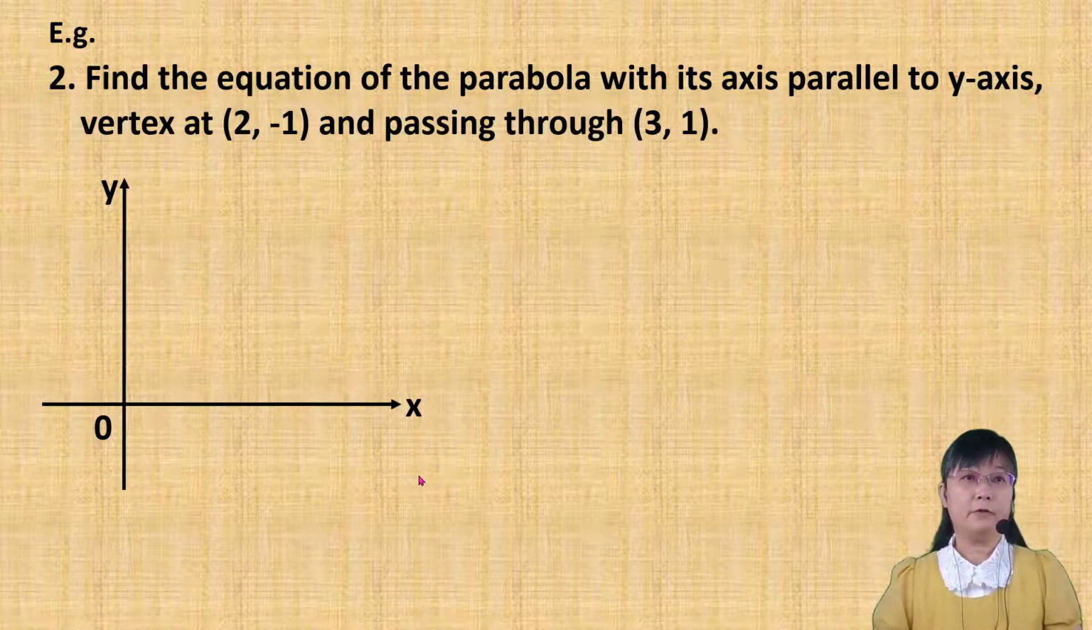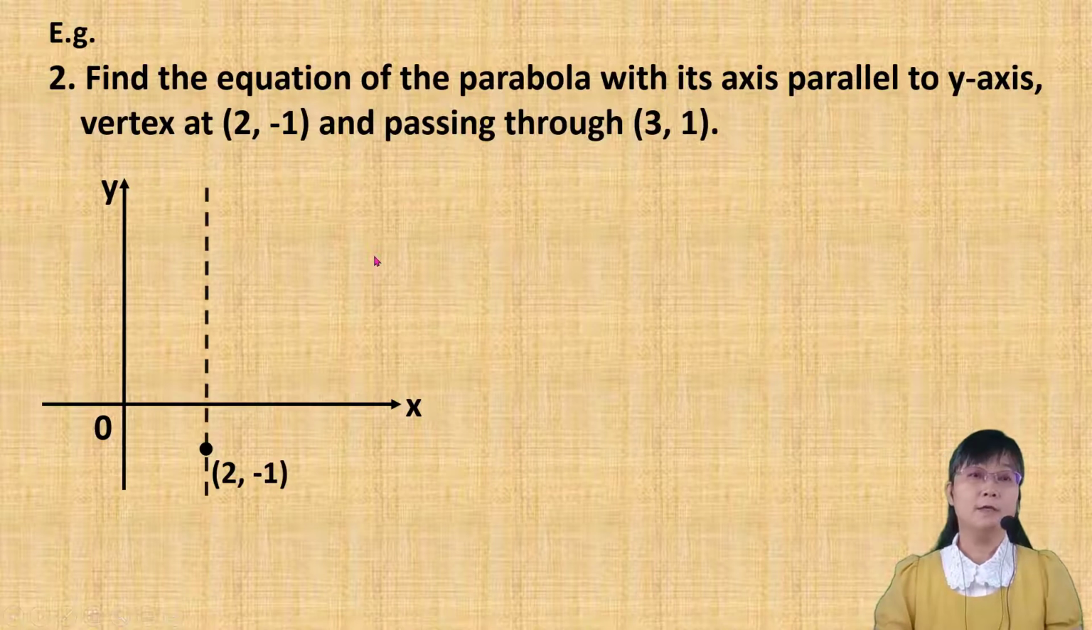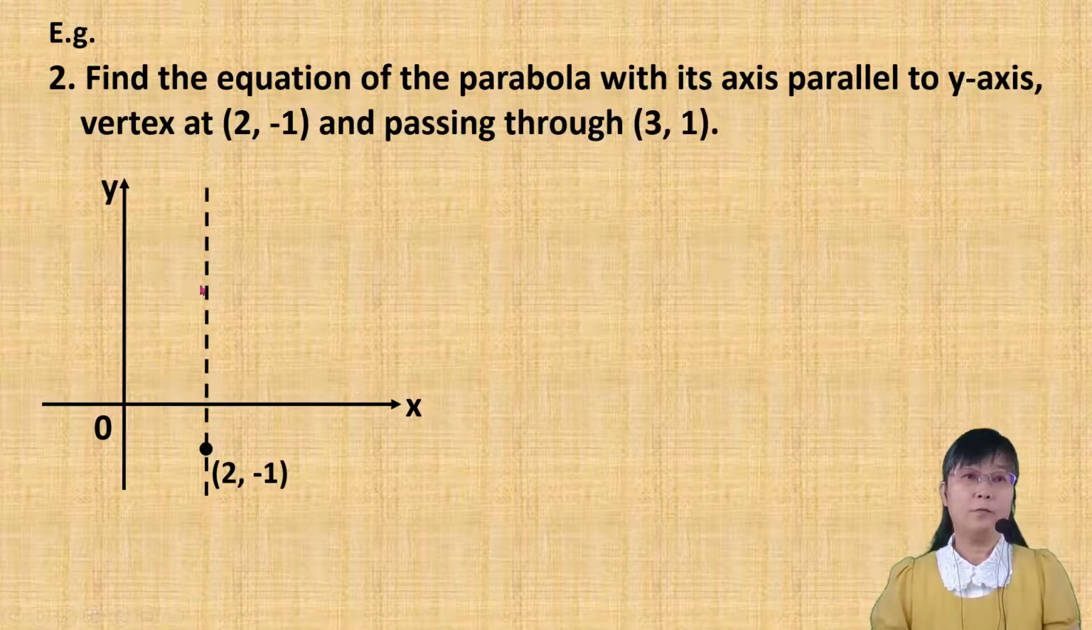So first I plot the point of the vertex. It is (2, -1). Then from the question we know that the parabola is parallel to the y-axis. So it means the parabola is a vertical parabola. Then for the vertical parabola, there are two possibilities. One is the curve opens upward. The other one is the curve opens downward.